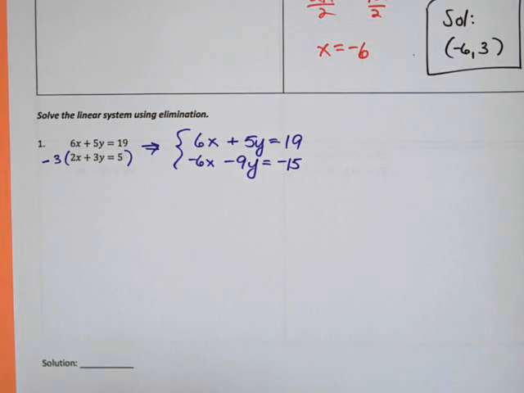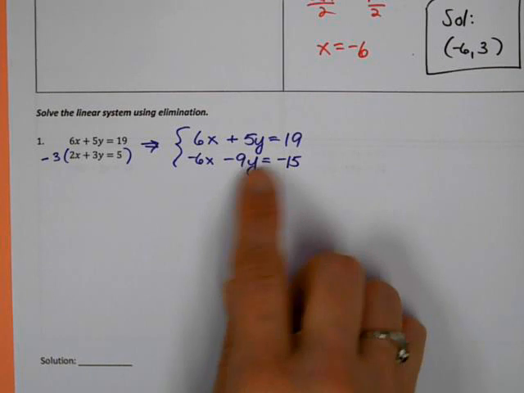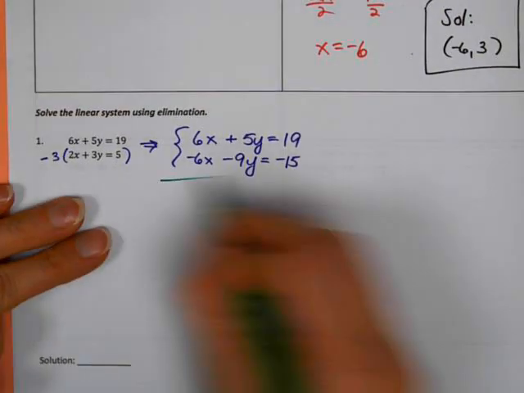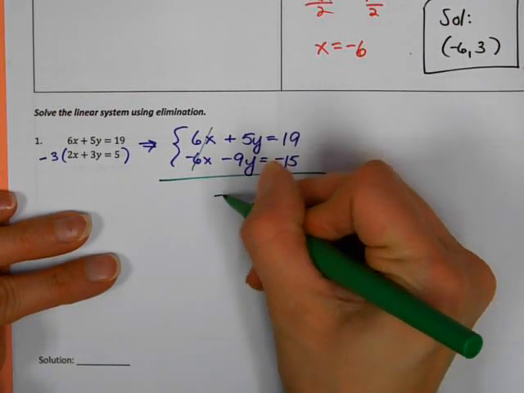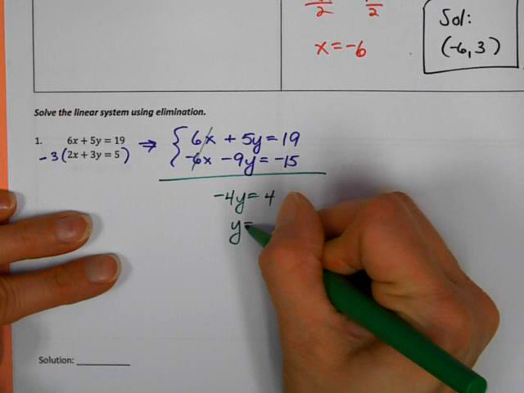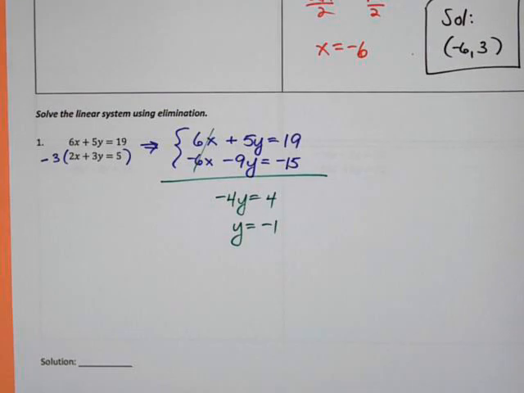All right, let's just double check that we are indeed ready to go. Does something eliminate the way it is? Yes, we are good to go. The x's are going to eliminate. Negative 4y equals 4. Y is negative 1.